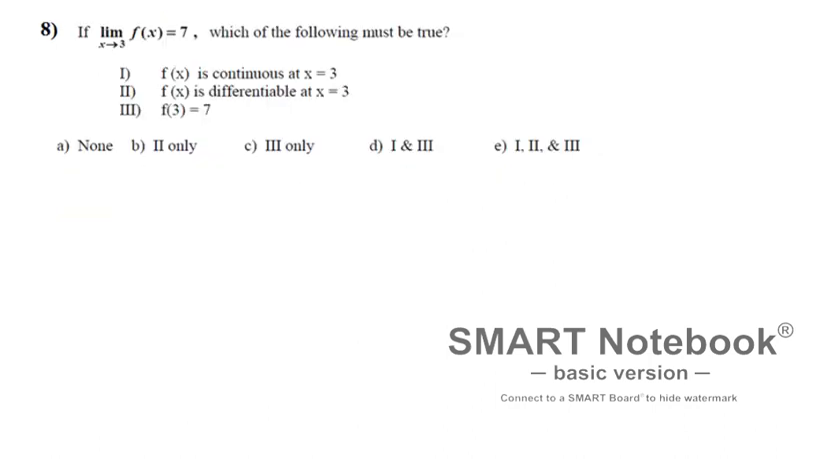Next, 8. If the limit as x approaches 3 of f of x equals 7, which of the following must be true? 1. f of x is continuous at x equals 3. And I hope you can remember from the beginning of the course that you can't have a sketch graph here, right? And we have 7 right here. And we have x equals 3 down here.